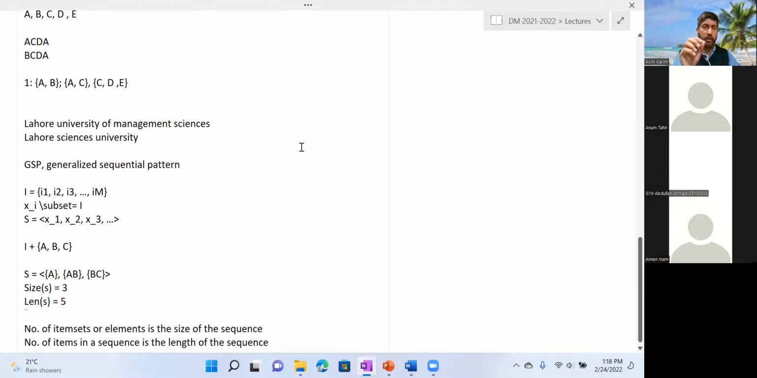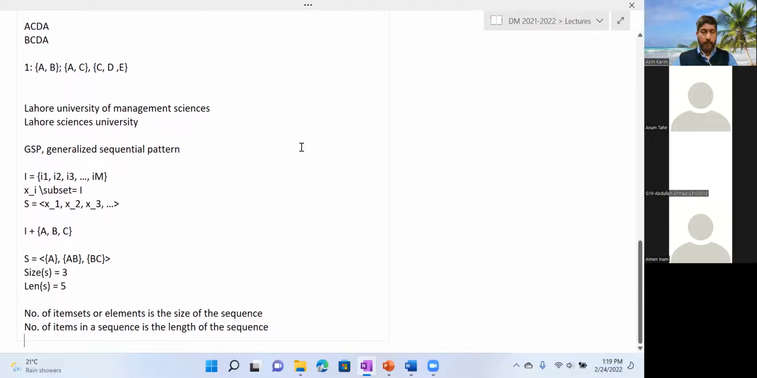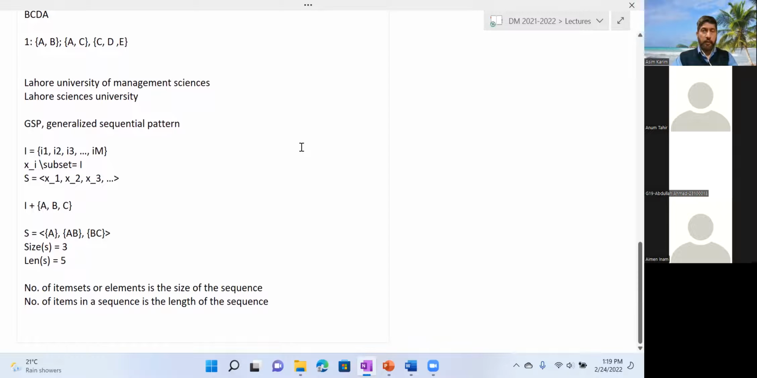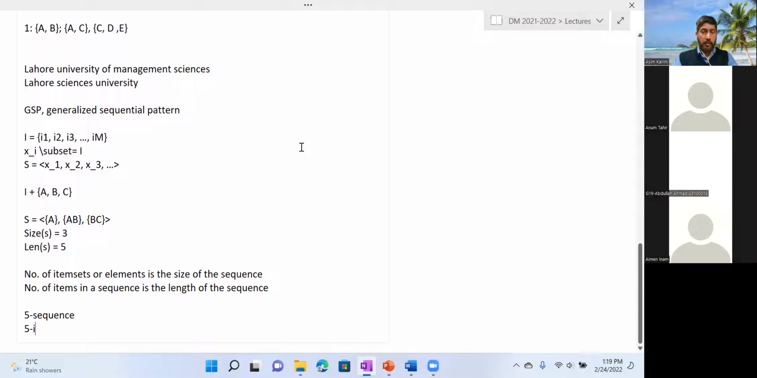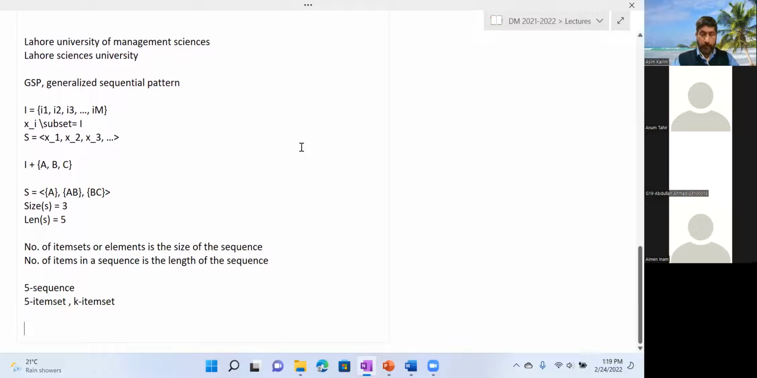When we are talking about length, we count all items, and there may be repeated items in it. But of course, within an item set or element, there are no repeated items, because that's why it's a set. So the length of S is 5. We also sometimes call this a 5-sequence. Remember, we use the notation 5-itemset, or in general K-itemset. This is the analogous term for sequences. A 5-sequence means a sequence that has 5 items in it. Those items may repeat in multiple item sets, but overall they are 5 items.